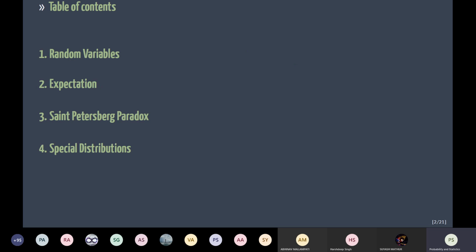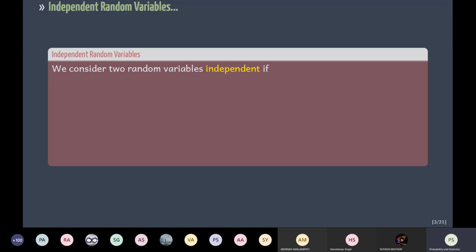So these are the topics for today's talk. Random variables. We continue with the random variable. Last time we only introduced this, but we did not go into detail. Then we will talk about something called expectation. And then we will see something called the Petersburg paradox. And then we would like to see some special distributions. Okay, so random variable is something I defined in the last class, and here I will define independent random variables.